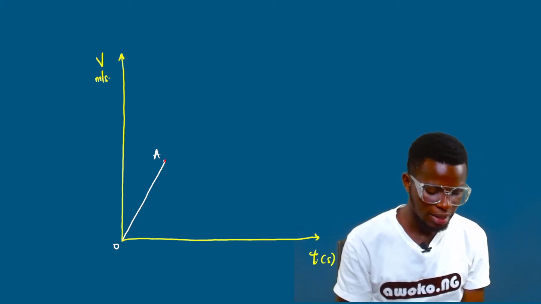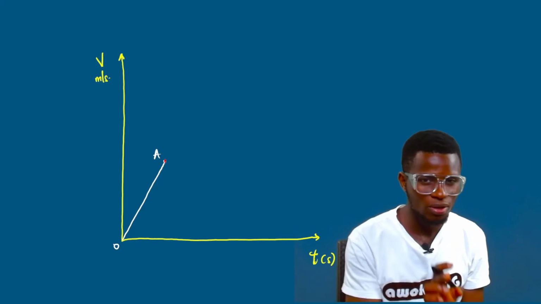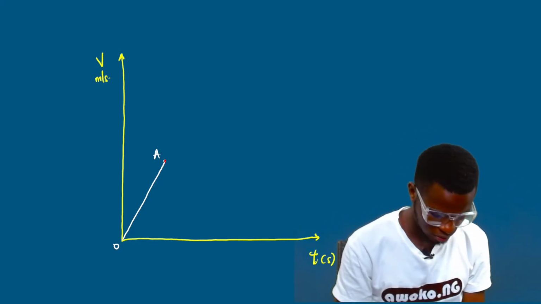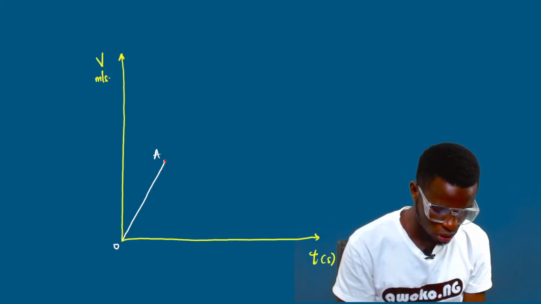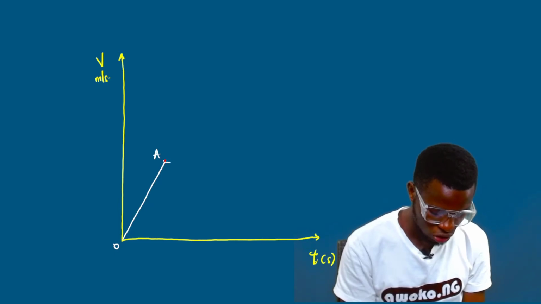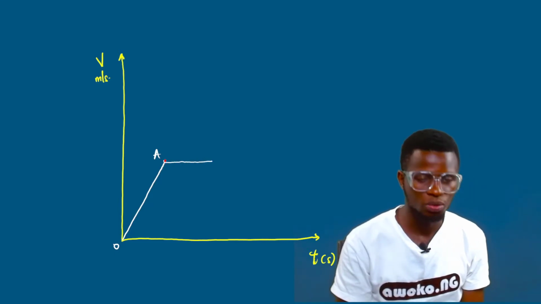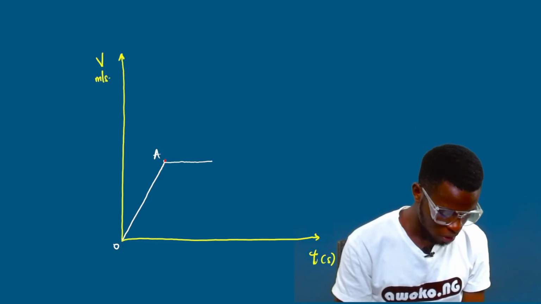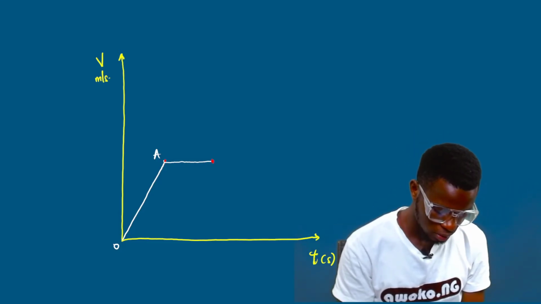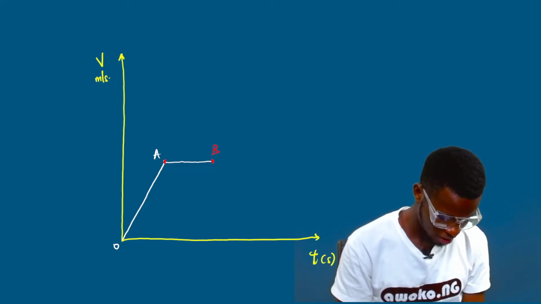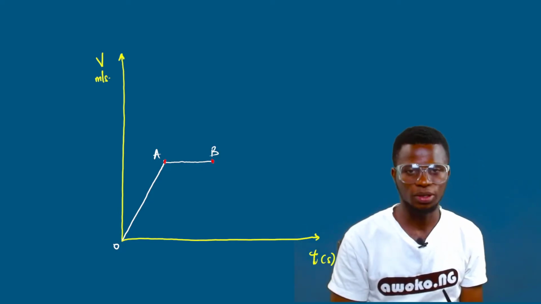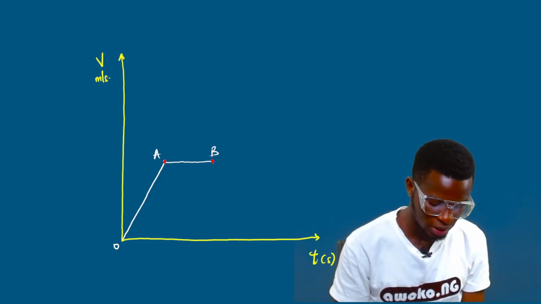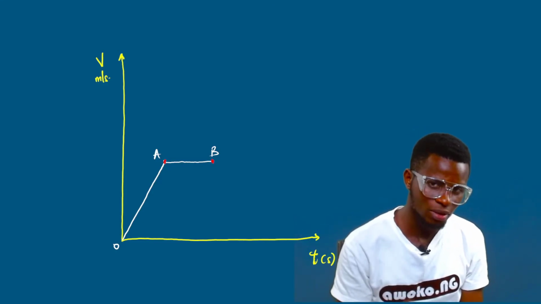Okay, and then it moves at a constant velocity. And what we use to denote constant velocity in physics is a straight line. So it moves with a constant velocity to a particular point. This is point A and this is point B.